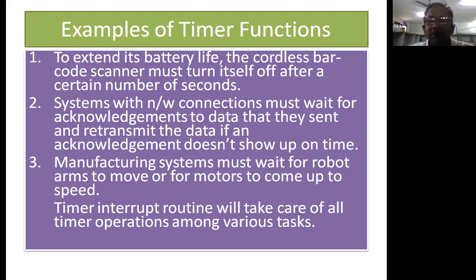So in that process, what that scanner should do, based on the value of the timer set, say maybe 15 seconds, maybe 30 seconds, or maybe 1 minute, after that the cordless barcode scanner has to be in the deactive mode, right? That means it can save the battery life of that particular cordless scanner.